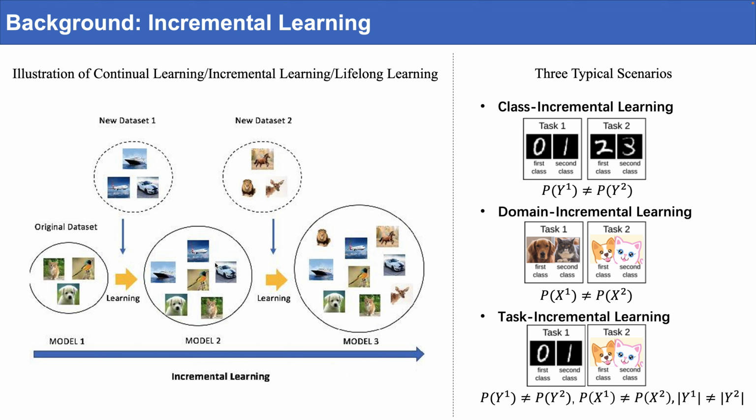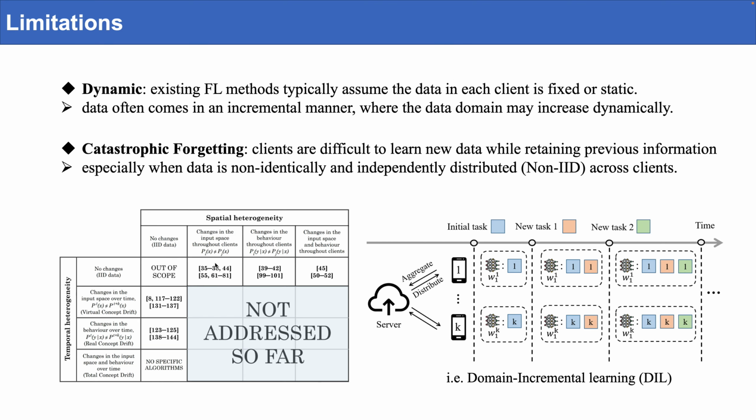There are 3 primary scenarios in continual learning. In class incremental learning, different tasks introduce new classes, and in domain incremental learning, different classes introduce new domains or distributions, while in task incremental learning, both the classes and domains change across different tasks.